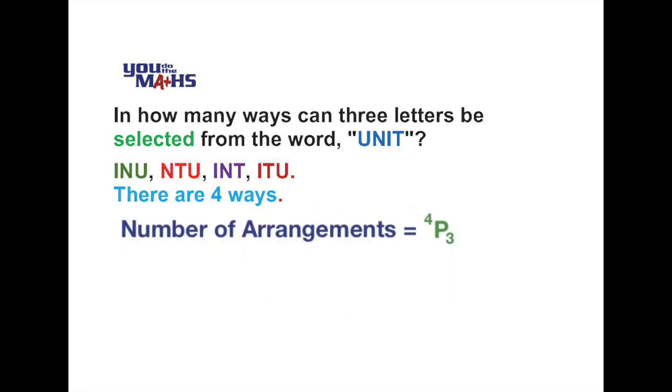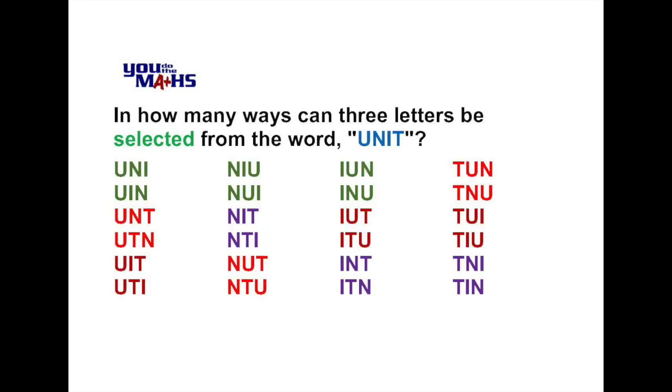So let's have a look at how we could actually work out a formula to work out the different combinations or selections that give us the solution of 4 ways. We know the number of arrangements is 4p3, and if we perform that calculation, that's 4 factorial divided by 1 factorial, which is 24. And here are the 24 arrangements which we saw before.